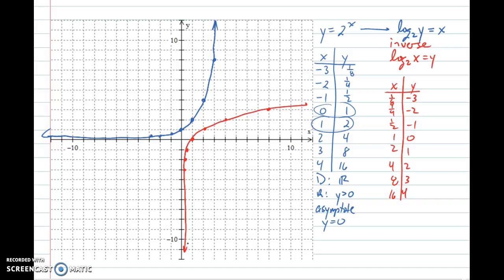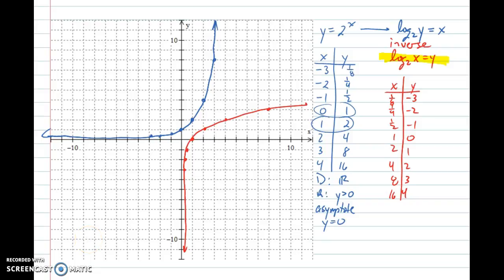Again, pause the video here and make sure you've got that nice graph and a good table of values for this new function log base 2 of x equals y. I'll wait. Okay, so you've got the graph. Let's talk about the features here.